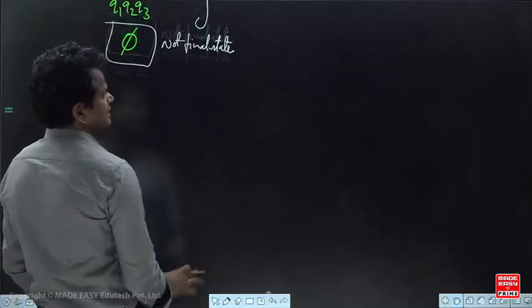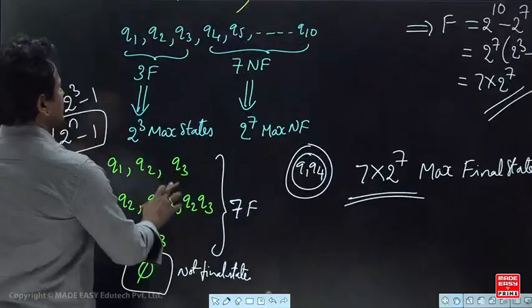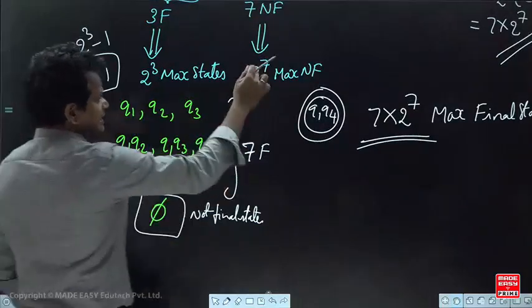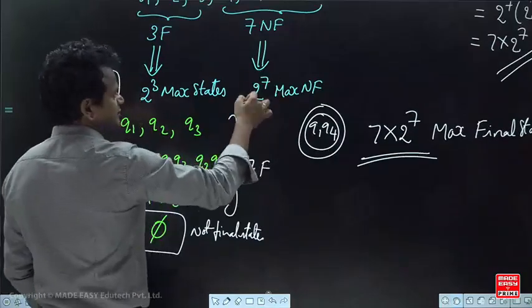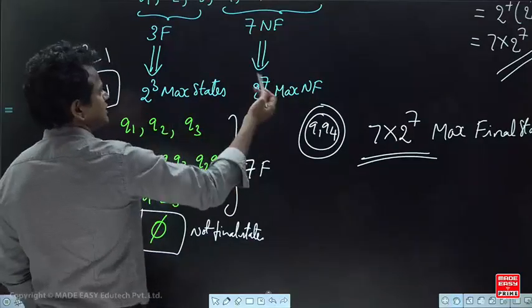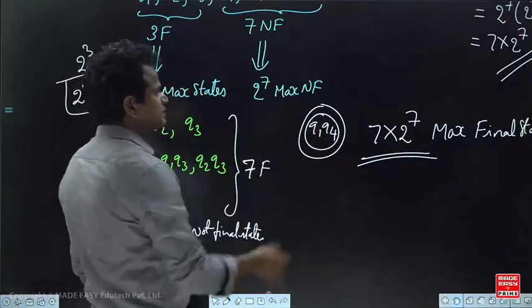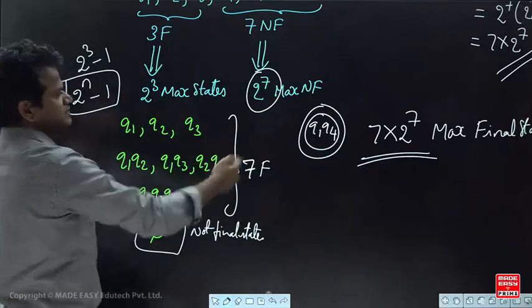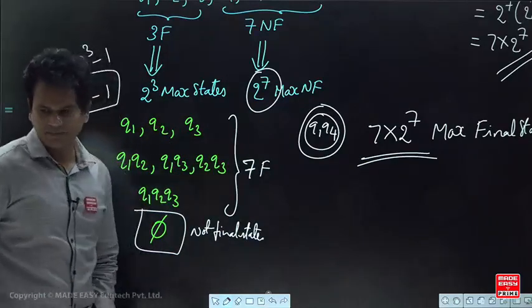Phi is undefined. That is the reason we have not considered this one. But here in 2 power 7, phi is there. But phi means empty, nothing. So Q1 with nothing is what? Q1 means final state, na? So that is the reason 2 power 7 and also 7. 7 into 2 power 7 will be the maximum final states.